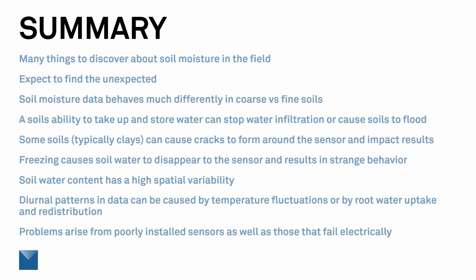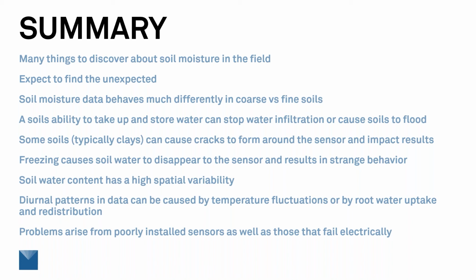A soil's ability to take up and store water can stop water infiltration. So don't assume that when you get precipitation, you're always going to see it in the sensor. Or it can cause soils to flood, and be on the lookout for that. When you see sensors tabletopping, there might be issues down in the soil. Some soils, typically clays, can crack, and it can cause cracks to form around the sensors, and it can really cause problems with results. So be on the lookout for those. That's why using ZENTRA Cloud, for example, will help you see some of these issues quickly and go fix them.